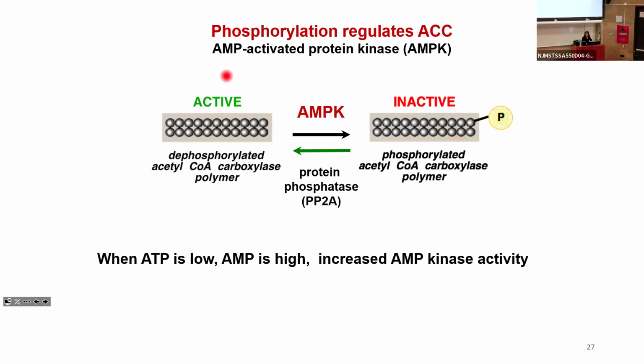ATP level is low, AMP level is high. If ATP is low, then we don't need to do this fatty acid synthesis and spend all the ATP. So this kinase is going to sense that, phosphorylate ACC, and downregulate it, basically tune it down.